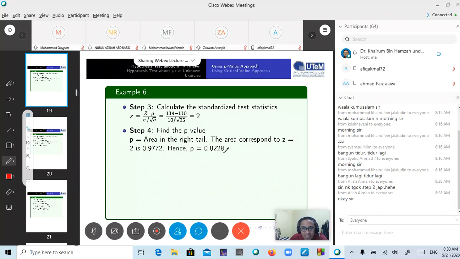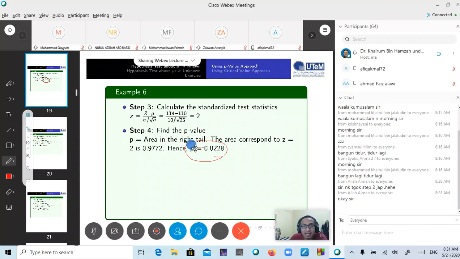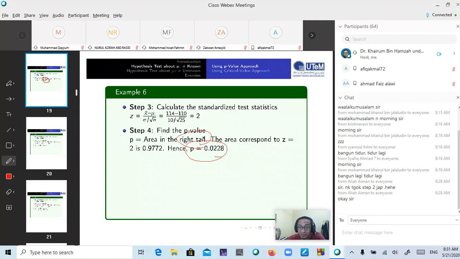Ni, awak akan dapat P equal to 0.0228. Kenapa dapat 0.0228? Because you are referring to right tail. Your table is table less than, table left tail. So that's why kita kena buat 1 minus. Kalau you adalah left tail, so you direct ambil daripada table.